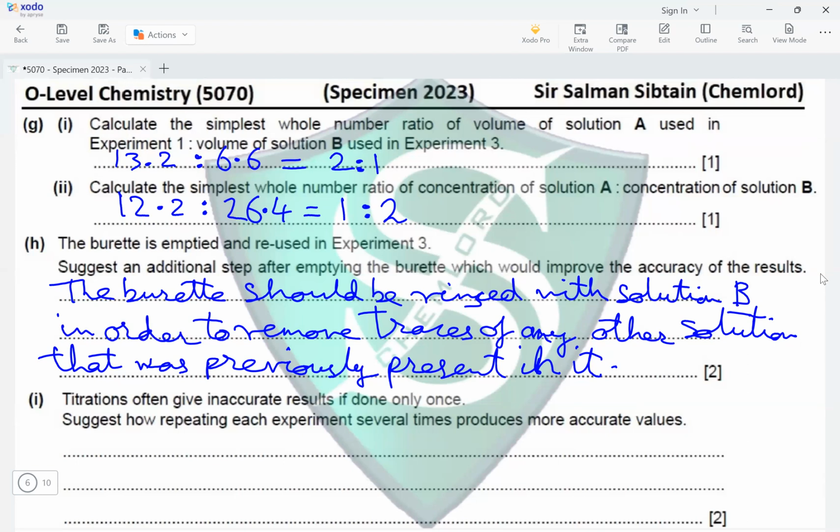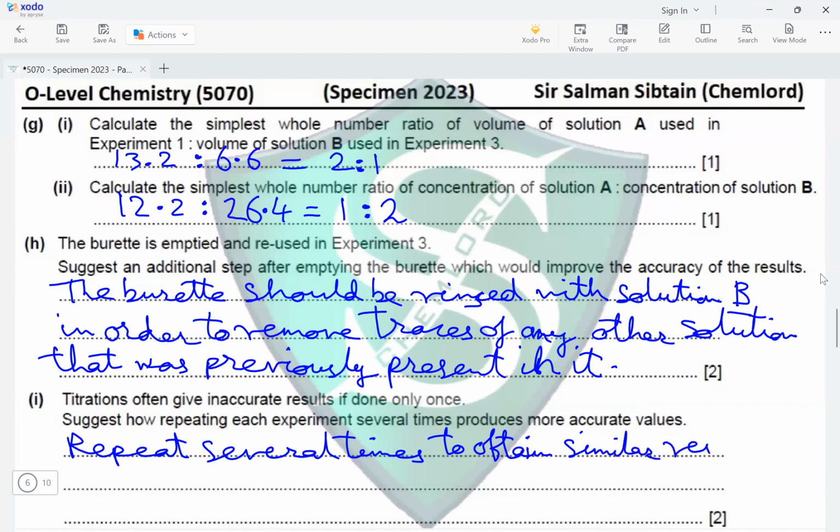This is the text that we should put down here. So we will write: repeat several times to obtain similar results and take their mean.